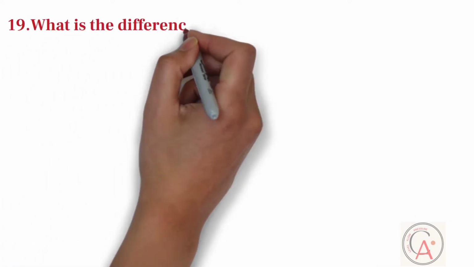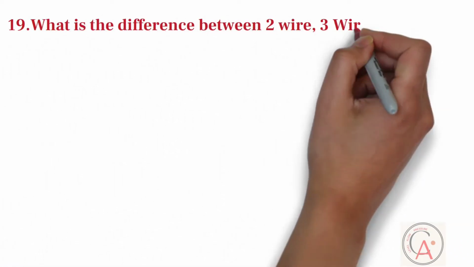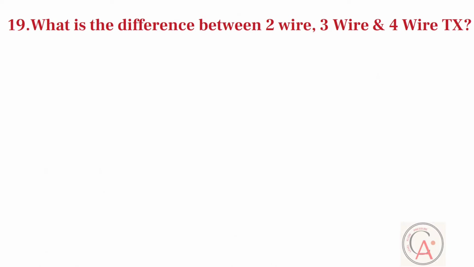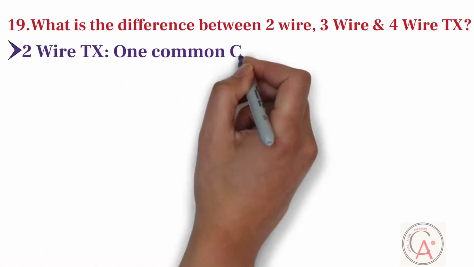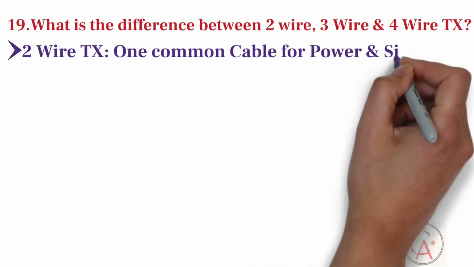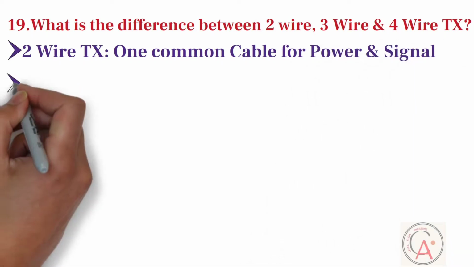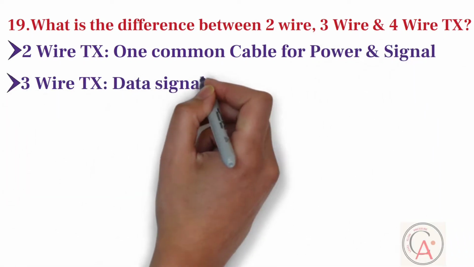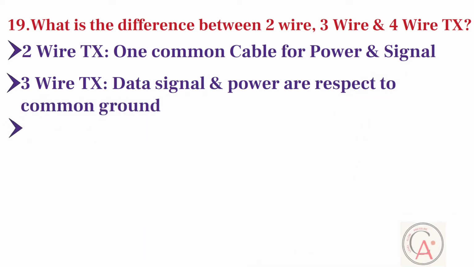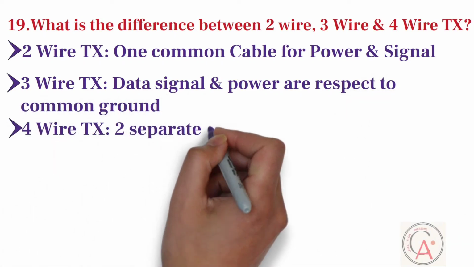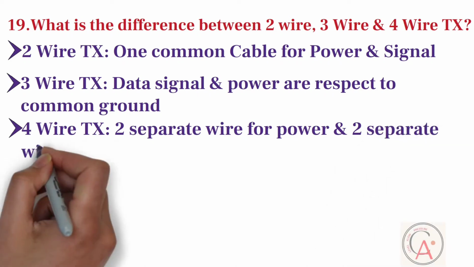Now, the most important question is, what is the difference between 2-wire, 3-wire and 4-wire transmitter? In a 2-wire transmitter, there is one common cable for power and signal, while in a 3-wire transmitter, data signal and power are with respect to common ground. And in a 4-wire transmitter, 2 separate wires for power and 2 separate wires for signal.